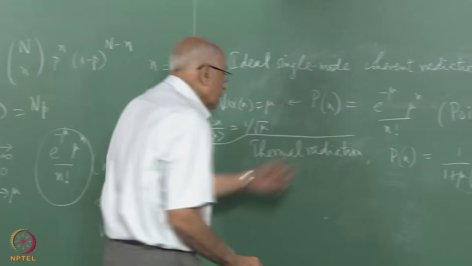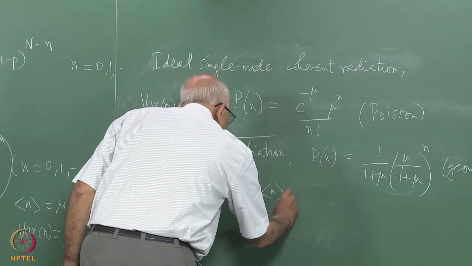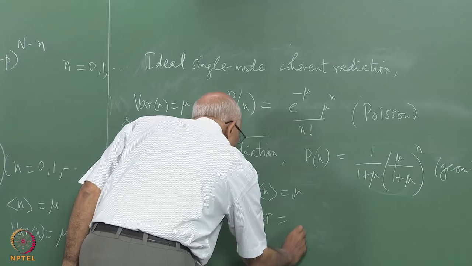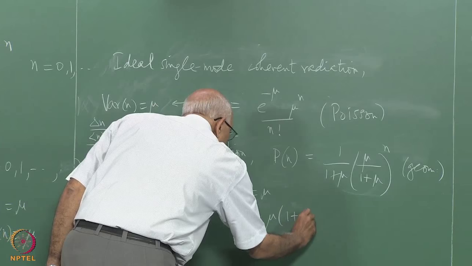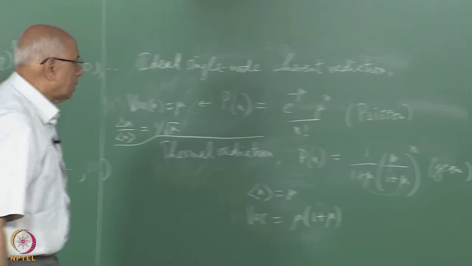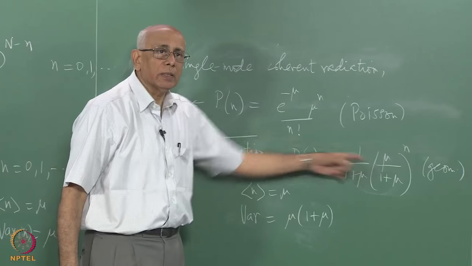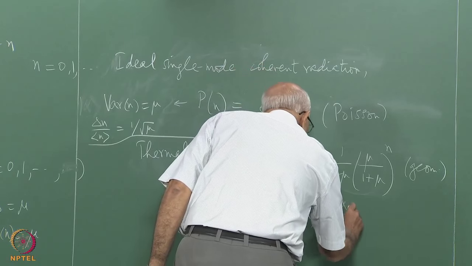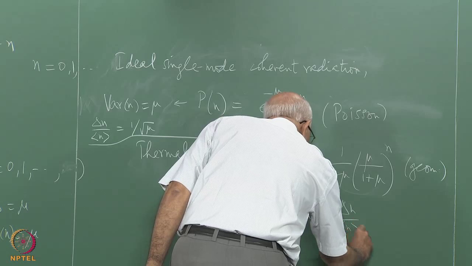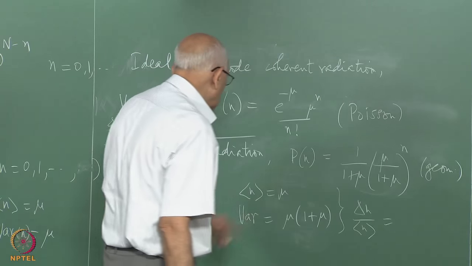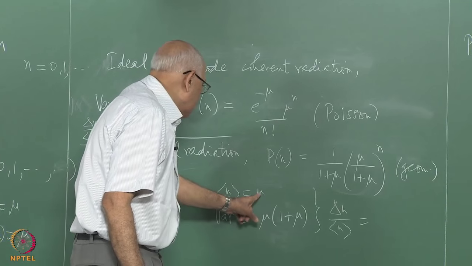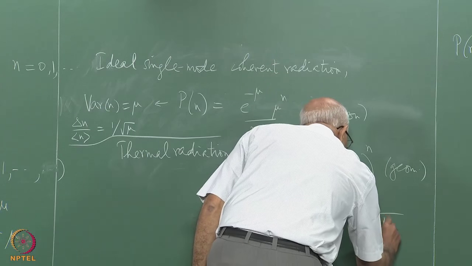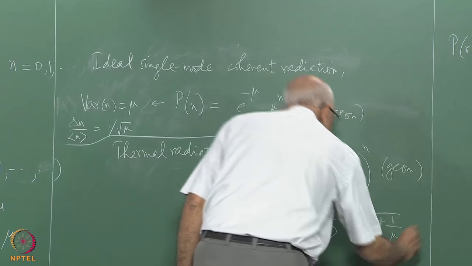On the other hand, here the mean value is mu, and the variance, not difficult to show, is mu times 1 plus mu. That is trivial to show from this expression here, and this will immediately imply delta n over n equals, well, the mu, there is a square root out here, and then this is going to give you a square root inside, so this is equal to square root of 1 plus 1 over mu.